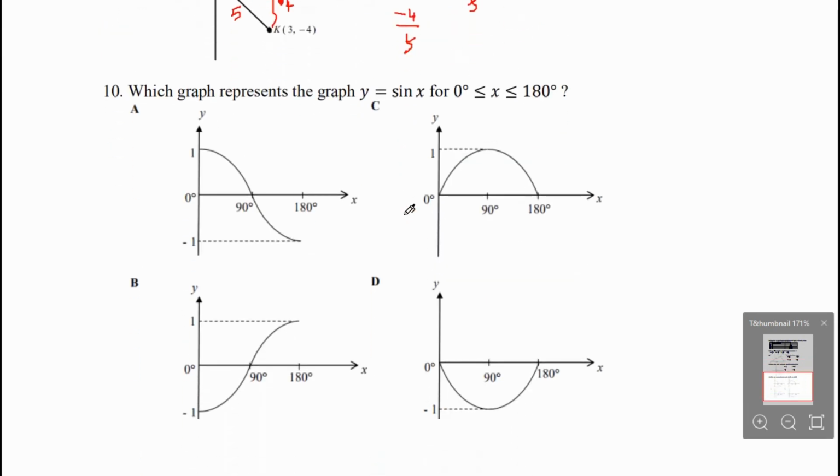Number 10. Which graph represents y equals sine x for 0 to 180 degree? Okay, so sine graph looks like this. This is 0 degree, 90, 180, 270, 360. So 180 only until this part. So this will be the graph C.